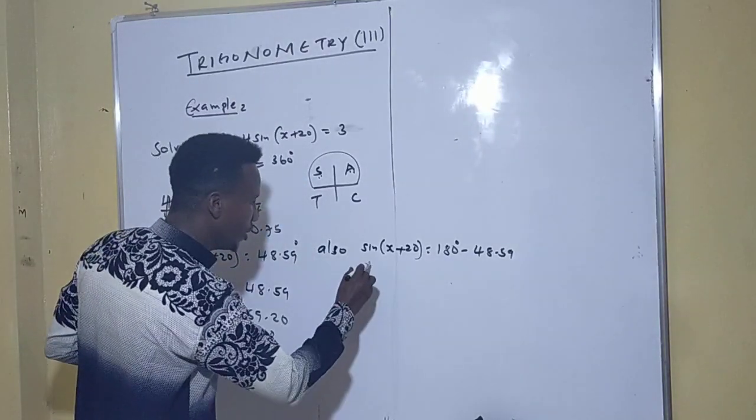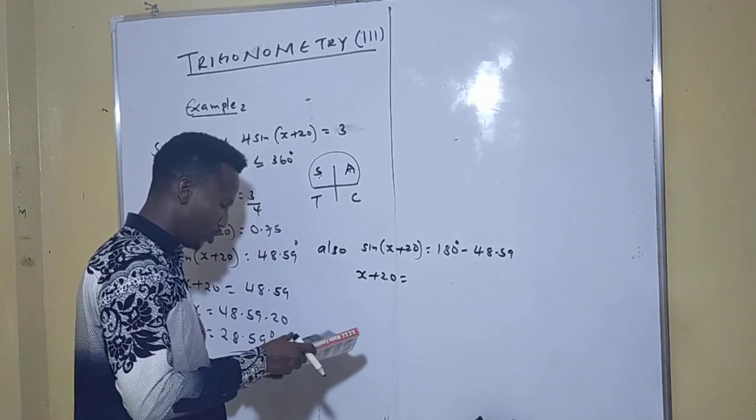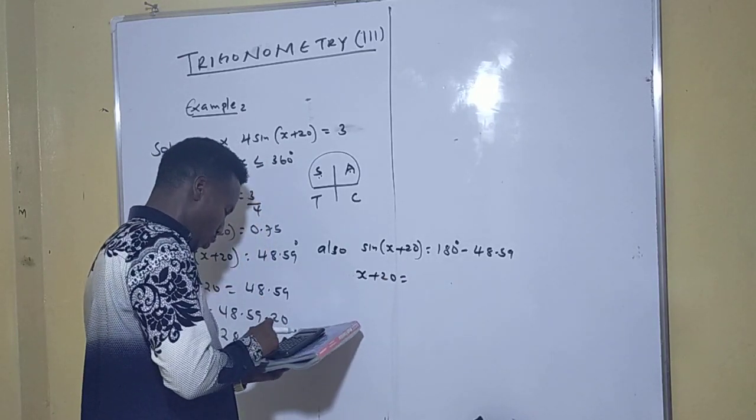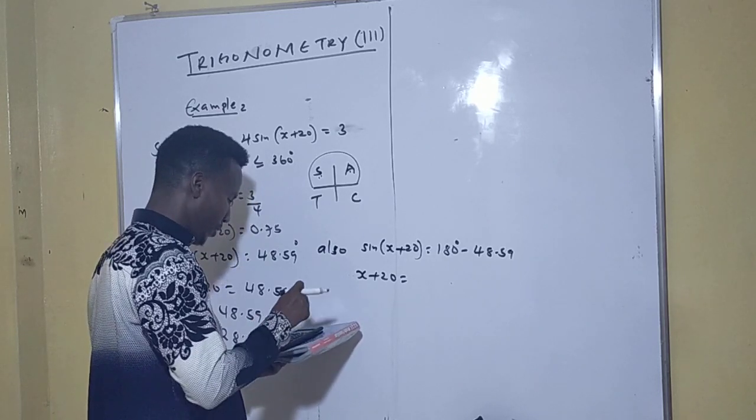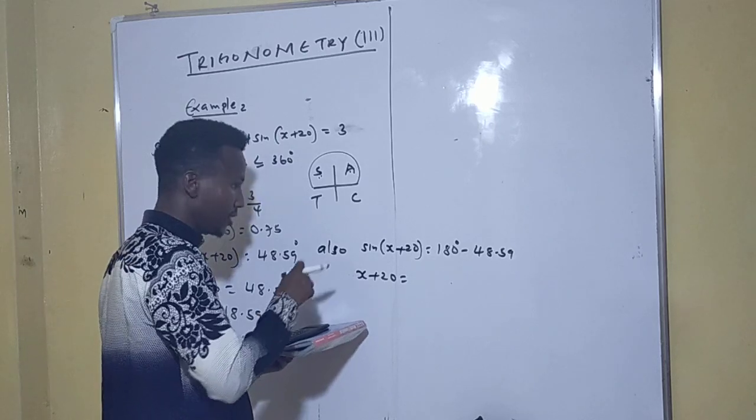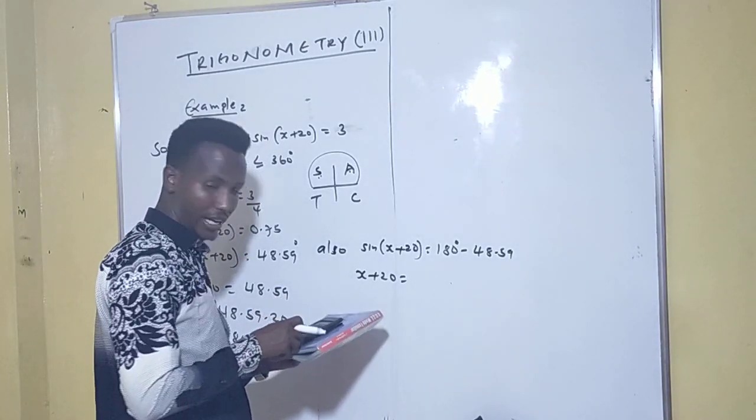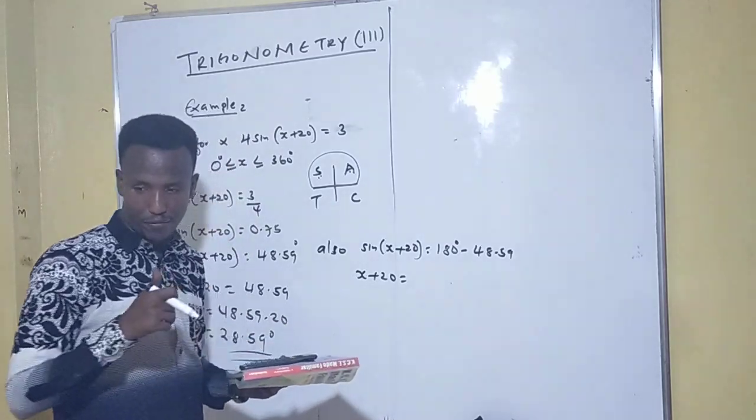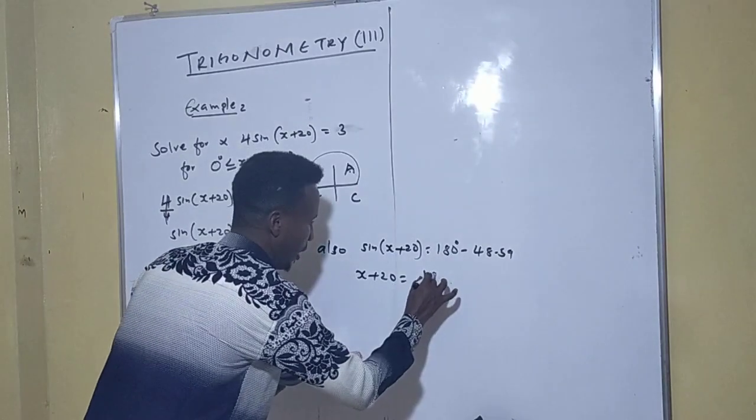Okay, so we are going to say x plus 20 is equal to, subtract these two, 180 minus 48.59. So that will give me what?